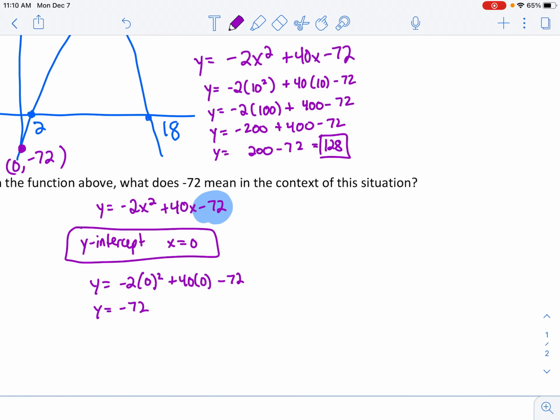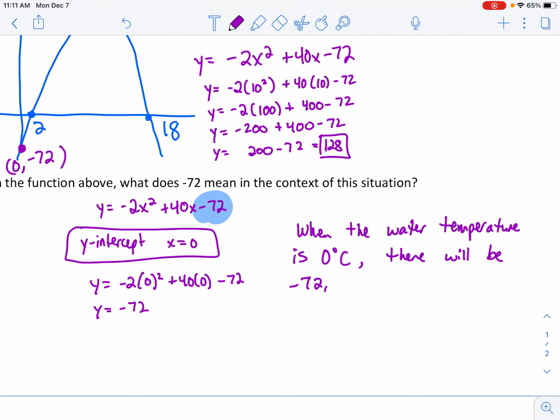So in the context of this problem, we would say when the water temperature is 0 degrees Celsius, there will be negative 72,000 fish present. Now this makes pretty much no sense, right? Because you can't have negative 72,000 fish present. But for this problem, that's exactly what it means, is when x is 0, you'd have negative 72 for your y, which means that negative 72,000 fish would be in the area. So obviously it would be 0 fish because you can't have negative 72,000, but that's kind of what it's saying.